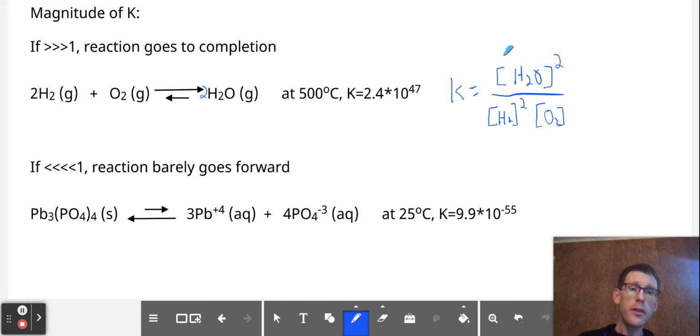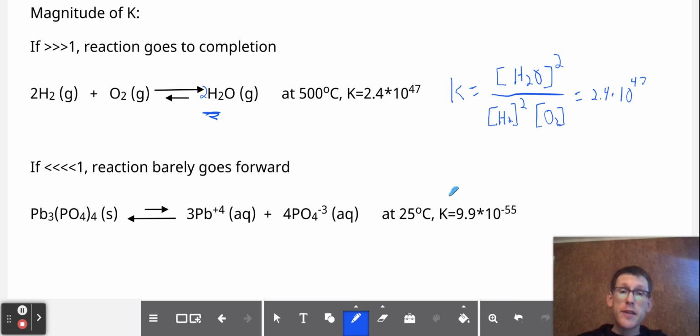So if I look at this quotient, and I know that this is equal to 2.4 times 10 to the 47th power, well, that means, if this is to the 47th power, that means I've got a lot of product and not very much reactant at equilibrium. So this means that the reaction very much favors the product side. And if it's so much greater than 1, truly, if it's anything greater than 1,000, the reaction has basically gone to completion. It's basically gone to 100% products.